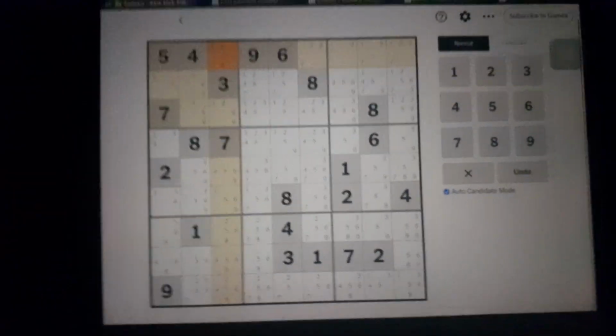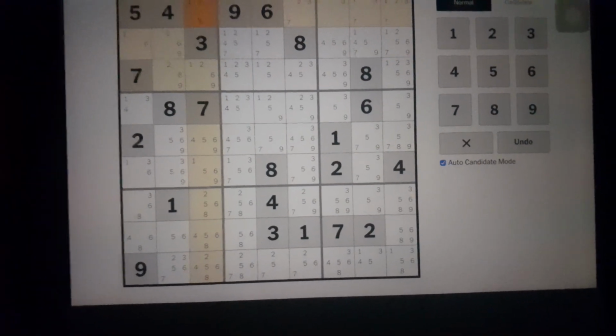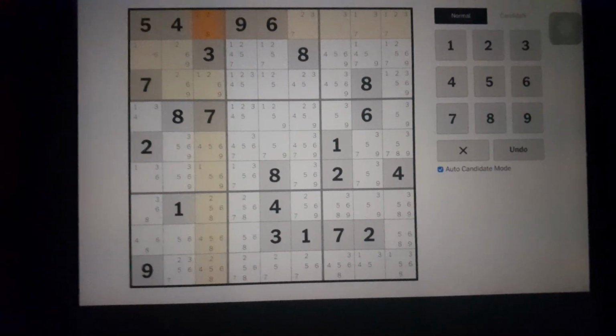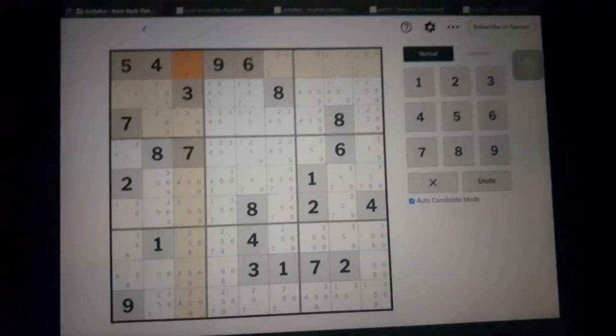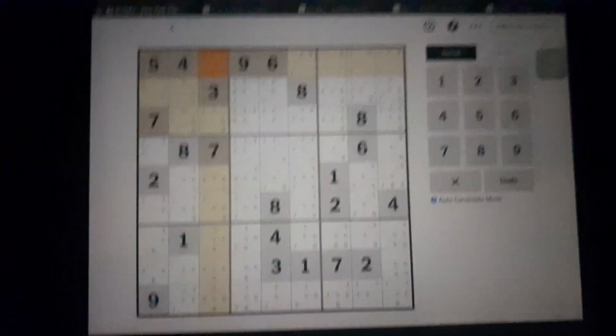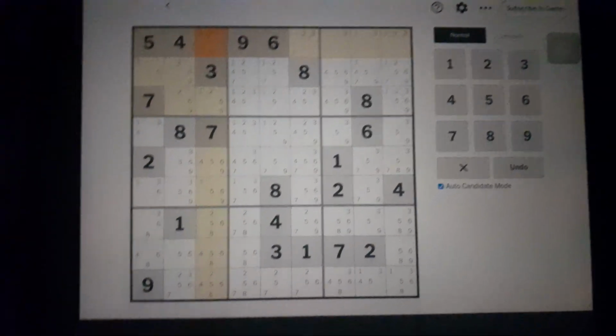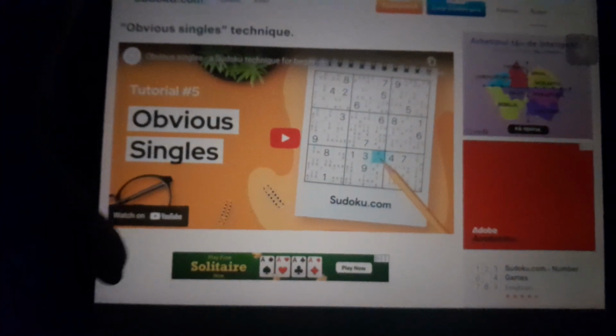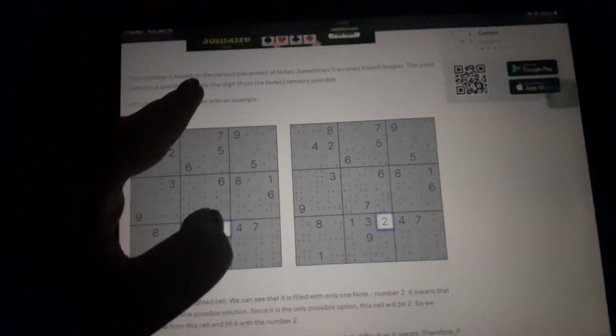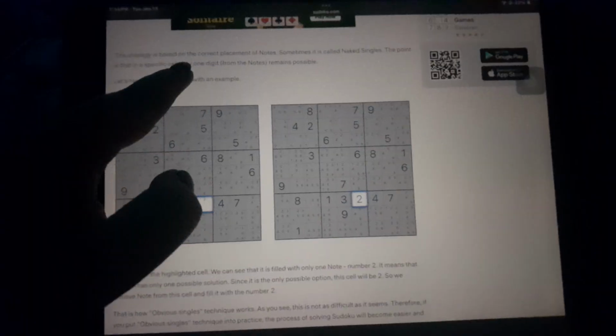Now, what I personally do, I'm gonna mostly be talking about myself and how I specifically do it. What I personally do is I look for obvious singles first. Obvious singles is a technique based on your candidates, and it says this strategy is based on the correct placement of notes. Sometimes it is called naked singles. I'm not calling it that. The point is that in a specific cell, only one digit from the notes remains possible.